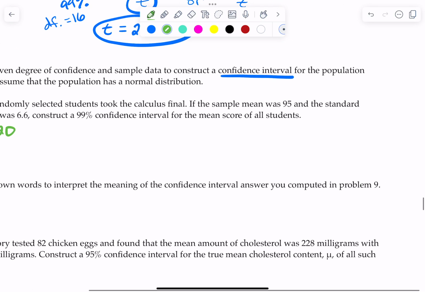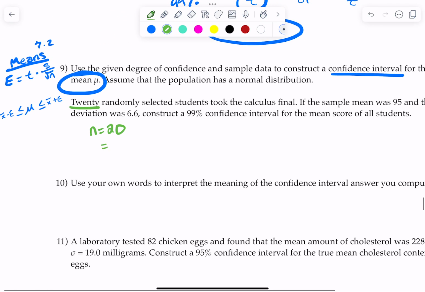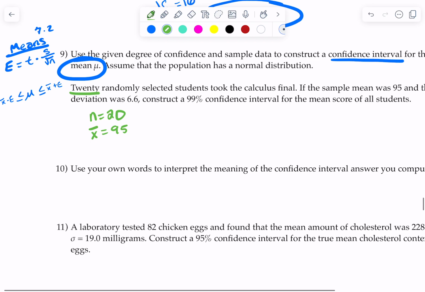If the sample mean was 95, what's 95? The mean, which we call X bar. And the standard deviation is 6.6. What do we name standard deviation? S, because it's not the population, it's just for my sample of 20 kids. Construct a 99% confidence interval.